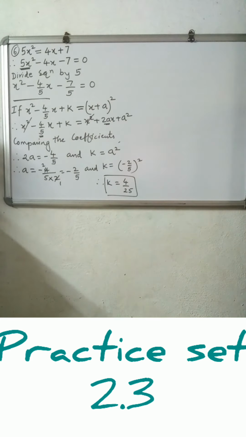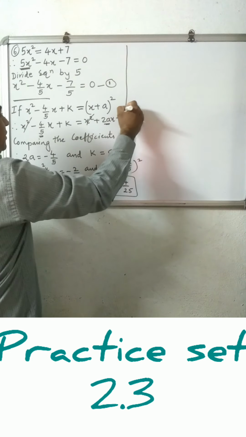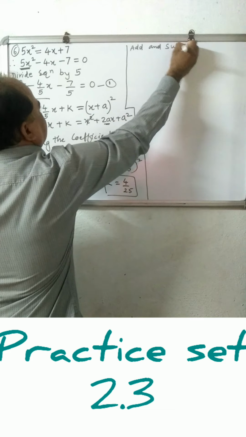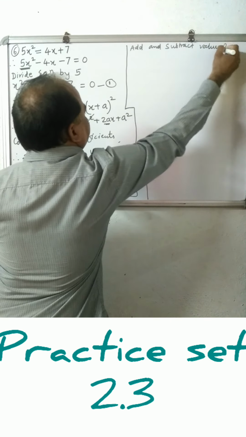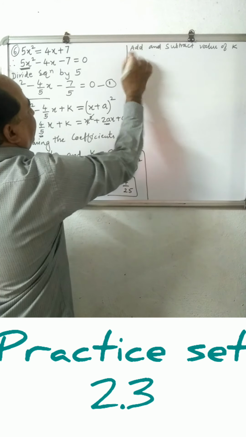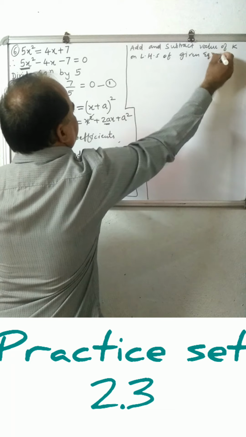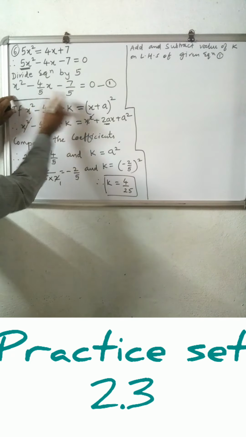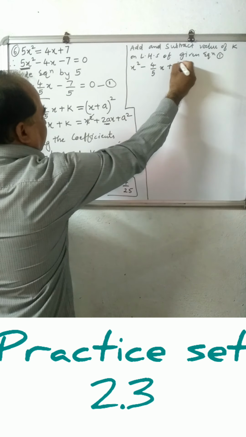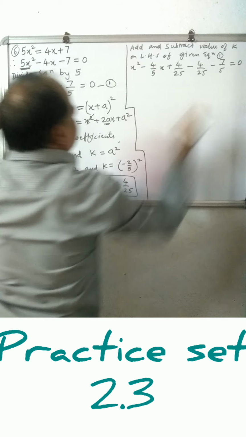So this value of k we will add and subtract on the left hand side of the given equation first. So here we'll add and subtract. So x square minus 4 upon 5x plus 4 upon 25 minus 4 upon 25 minus 7 upon 5 is equal to 0.